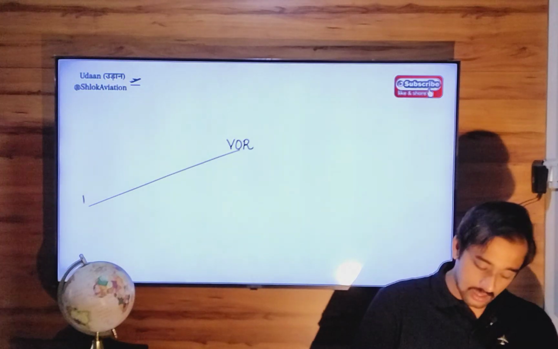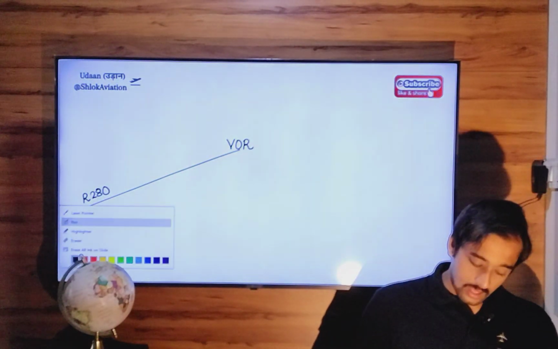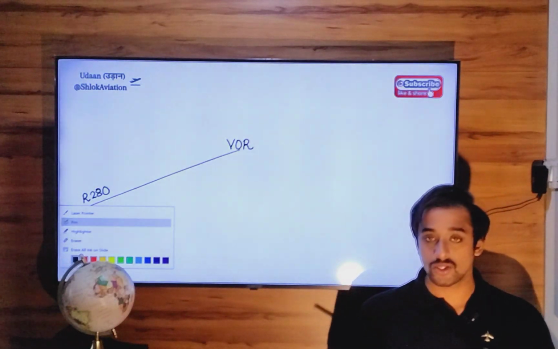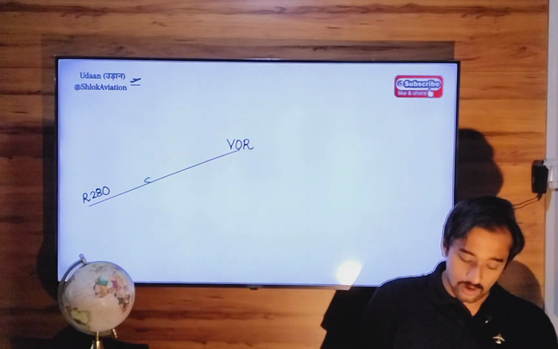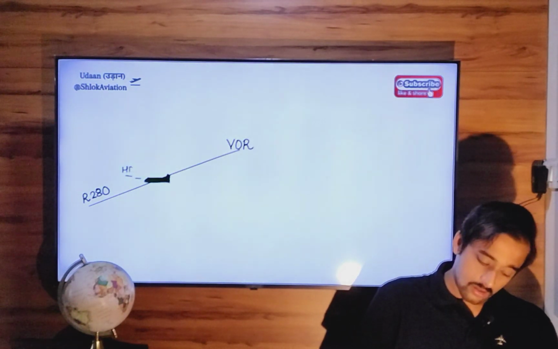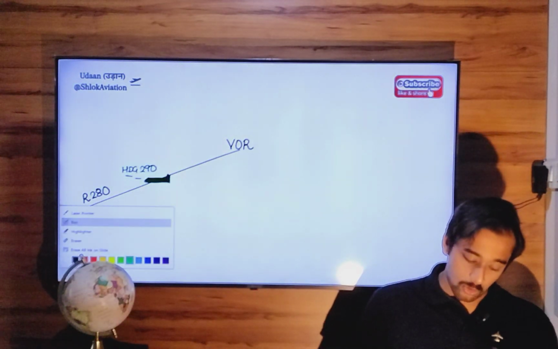Aircraft is on radial 280. Now in case of OBS sums, the heading is irrelevant. In case of HSI sums, the heading is relevant. But still we will draw the heading of the aircraft, which is 290. Now there are two possible options.